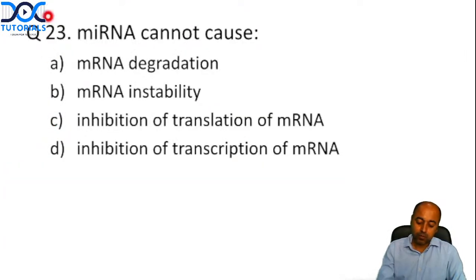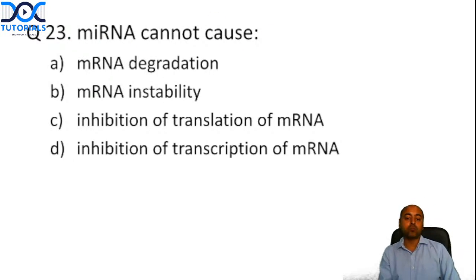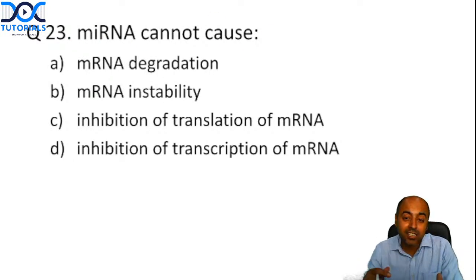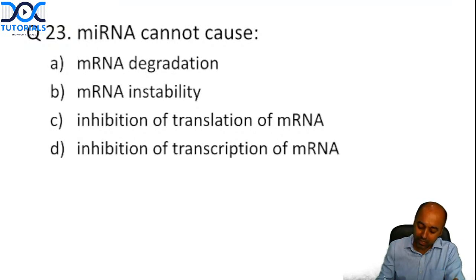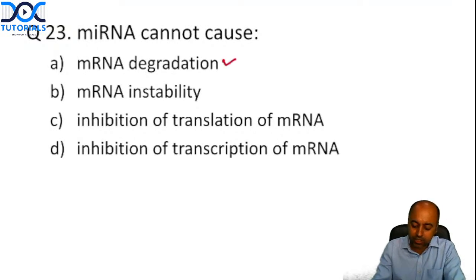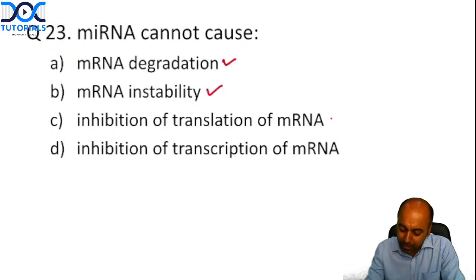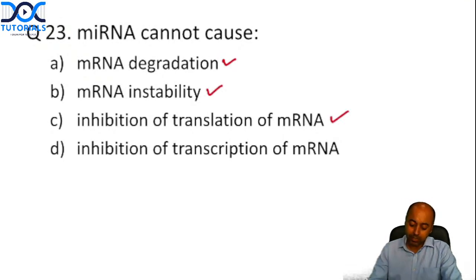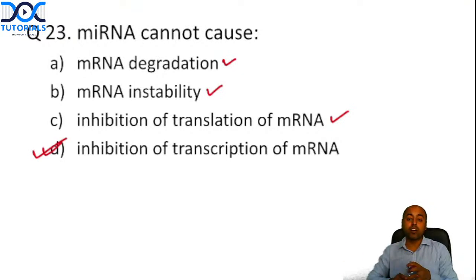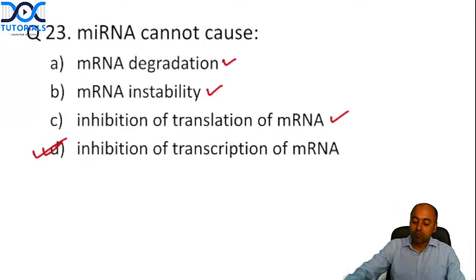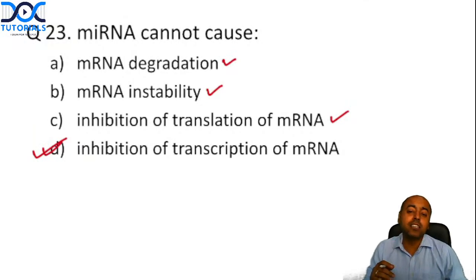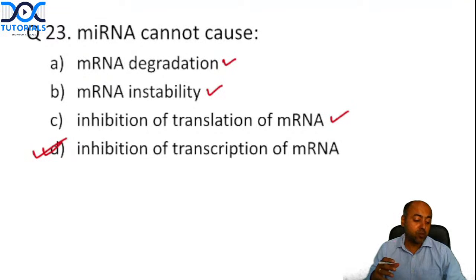Okay. Question 23, microRNA cannot cause... MicroRNA we saw was part of the RISC. RISC is present in the cytoplasm. So in the cytoplasm it can cause mRNA degradation, it can cause mRNA instability, it can inhibit the translation of messenger RNA. But the transcription occurs inside the nucleus. So here the RISC cannot have any role. It cannot inhibit transcription of messenger RNA because it is present in the cytoplasm.